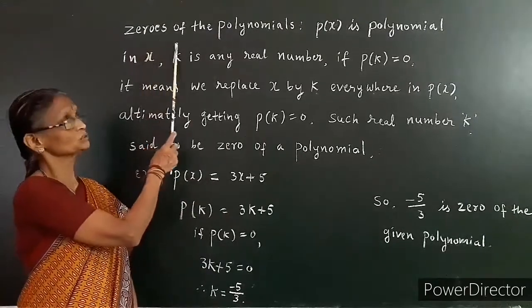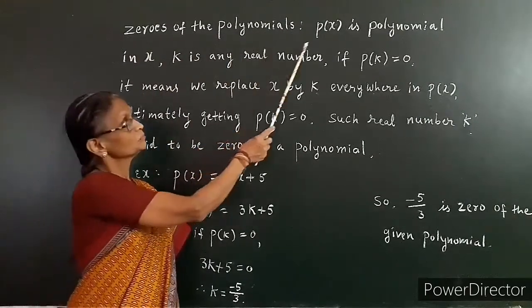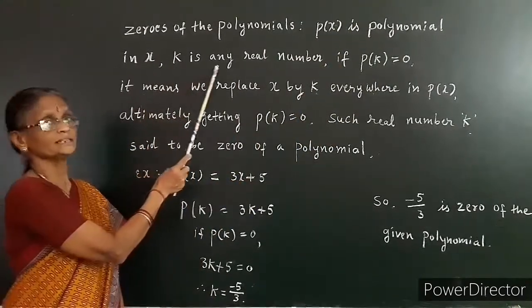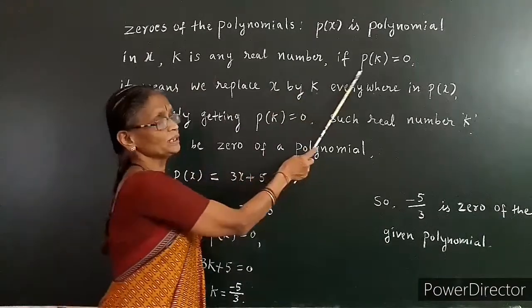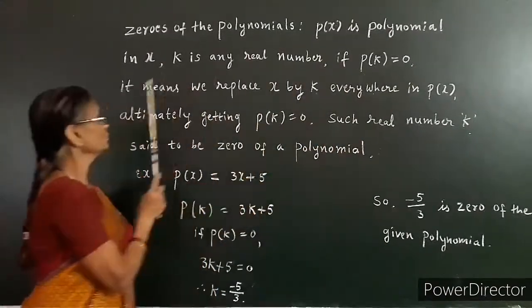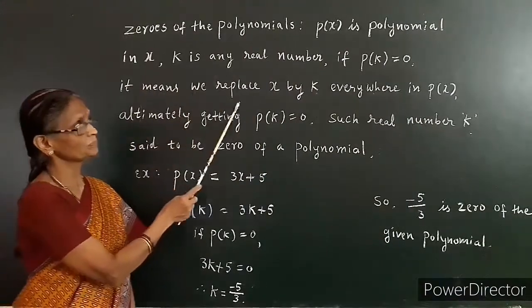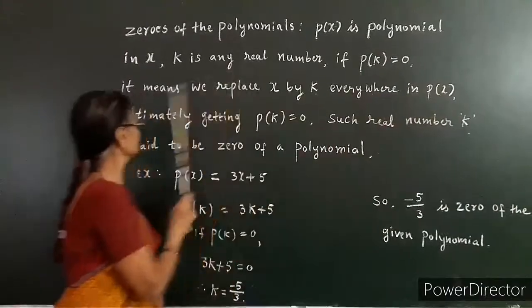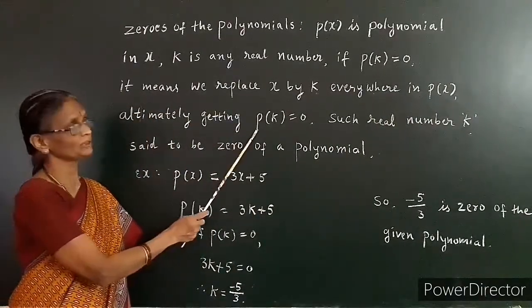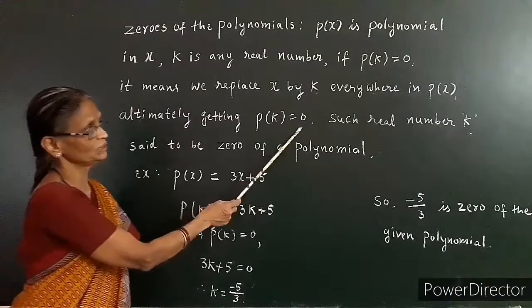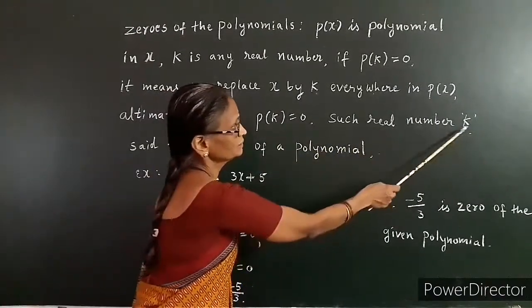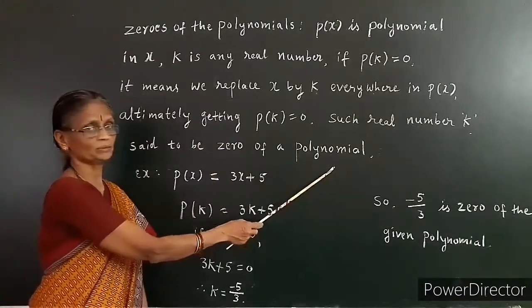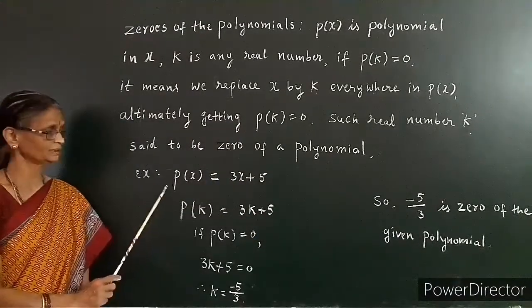Next topic is zeros of the polynomials. P of x is a polynomial in x. k is any real number. If p of k equal to 0, it means we replace x by k everywhere in p of x, ultimately getting p of k equal to 0. Such a real number k is said to be a zero of the polynomial. I will show an example.